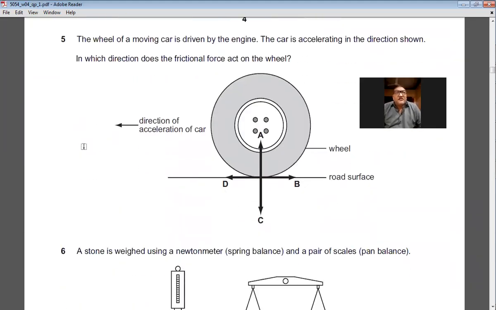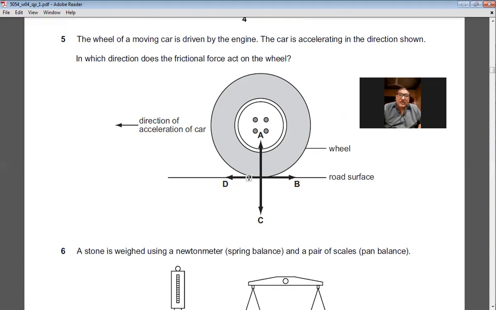Okay. The wheel of the moving car is driven by the engine. The car is accelerating in the direction shown. In which direction does the friction force act on the wheel? You can see here the direction of the acceleration of the car is towards the left. So the car is going towards the left. So this wheel will be rotating in anti-clockwise manner. When the wheel is rotating like this, you can understand this.